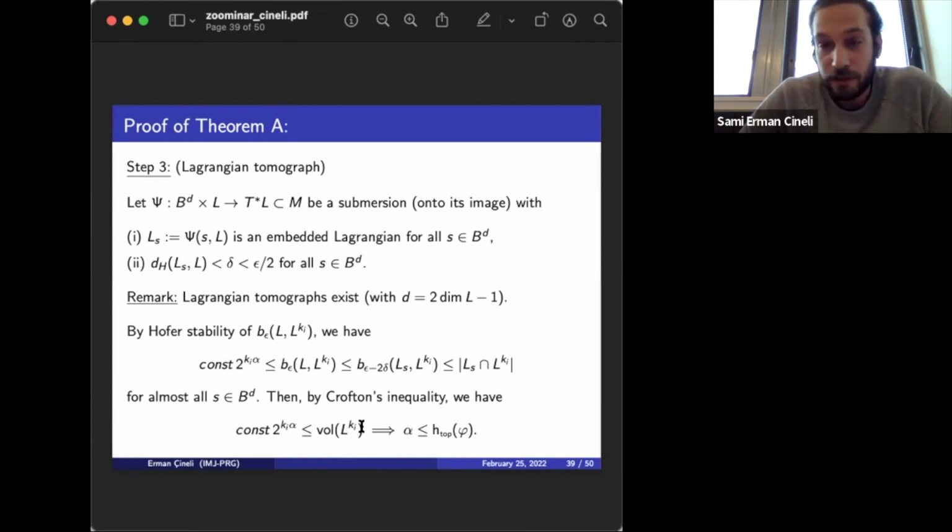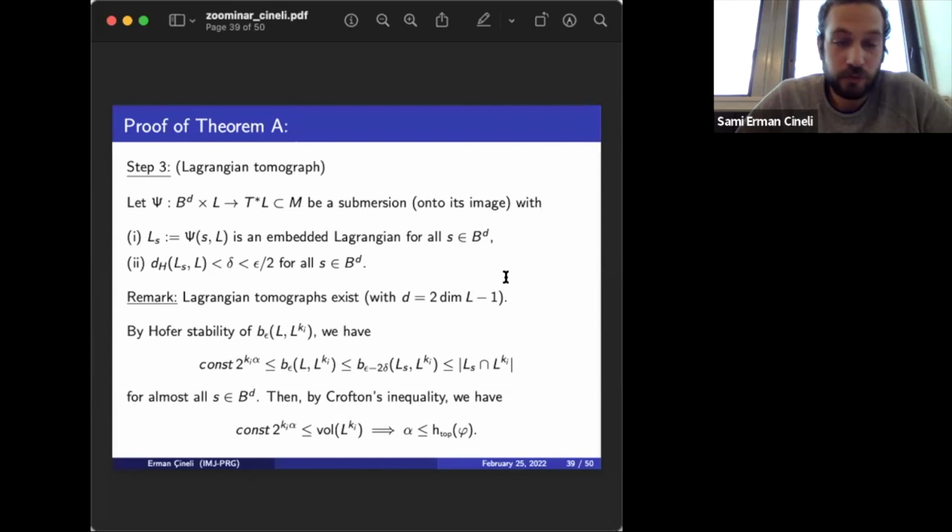We take the upper limit of the volume growth. That gives us a lower bound alpha. By Yomdin's theorem, alpha is less than the topological entropy, and we are done. That's the proof of theorem A. And next, a sketch of the proof.